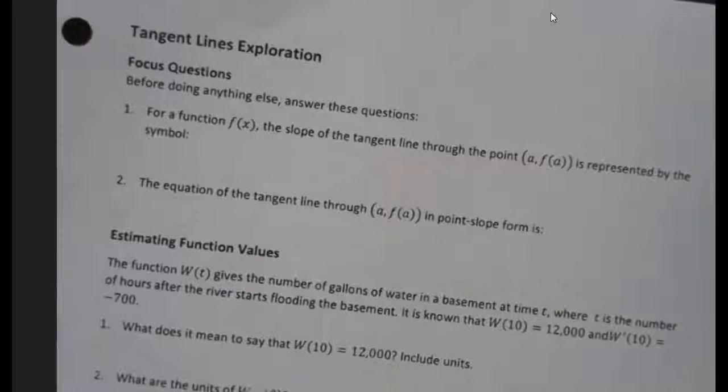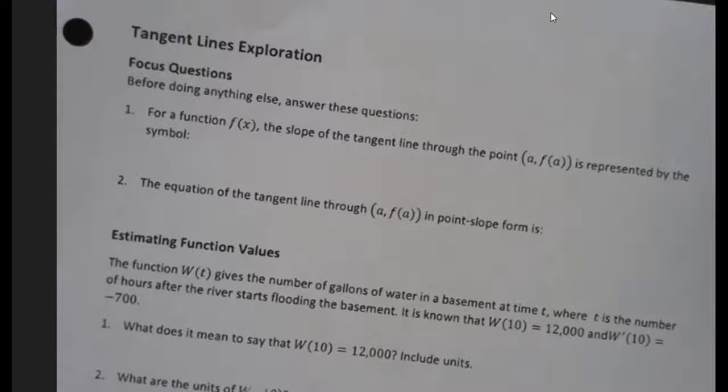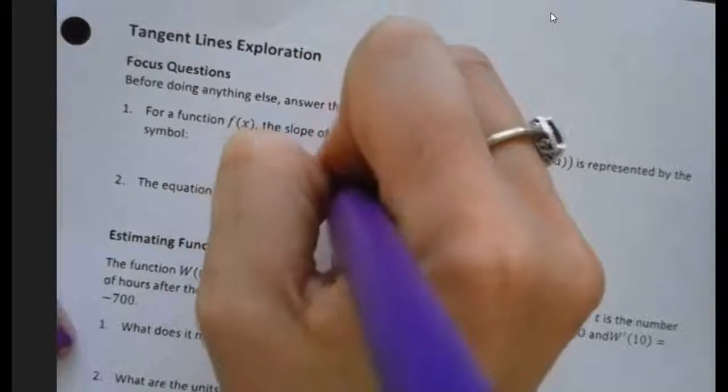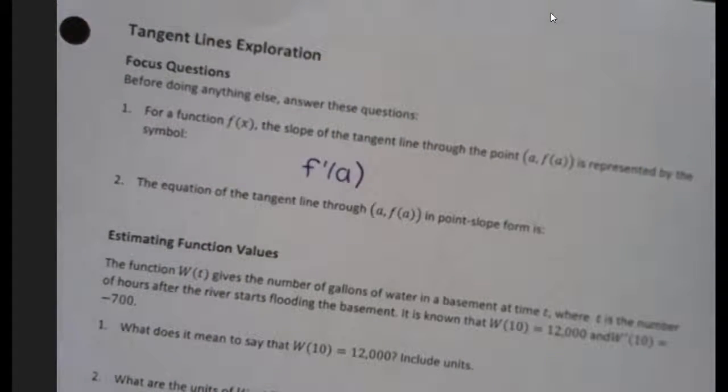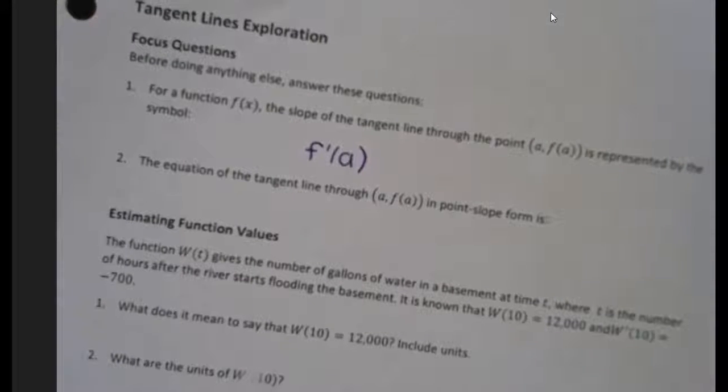So, before doing anything else, answer these questions. For a function f of x, the slope of the tangent line that goes through the point A, f of A, would be represented in what notation? How do we represent the slope of the tangent line at a particular point A, f of A? Almost like how I did over there. What would the slope of the tangent line be? F prime of A. Thank you. The slope of the line tangent through a point A, f of A.